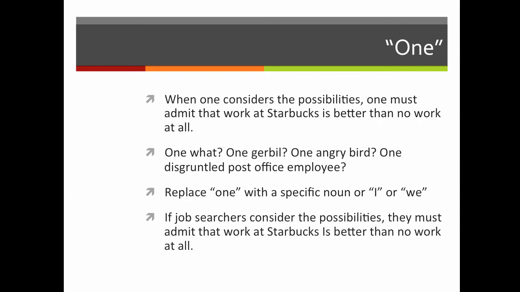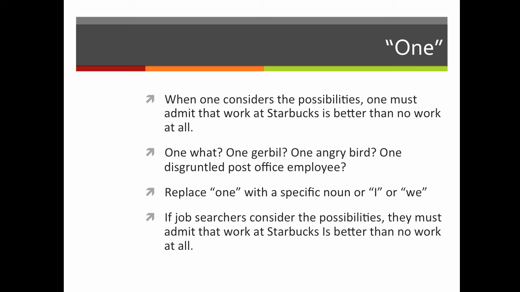Let's take a look at one. One works in many of the same ways. There's a classic one sentence at the top of the slide there. You're sort of avoiding committing yourself. Maybe it's the singular plural dilemma. Maybe you want to avoid you, and so you turn to one instead. But one raises the question, one what? One gerbil, one angry bird, one disgruntled post office employee. What is the one you're referring to about?